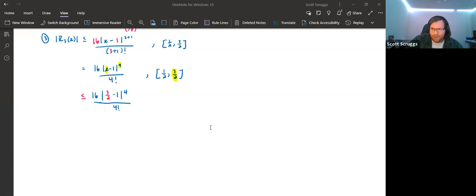3/2 minus 1 will give me 1/2. Absolute value of 1/2 is 1/2, so the absolute value is redundant. So I have 16 times 1/2 raised to the 4th power, over 4 factorial. 2 raised to the 4th power is 16, which means 1/2 raised to the 4th power will be 1 over 16. All that divided by 4 factorial.